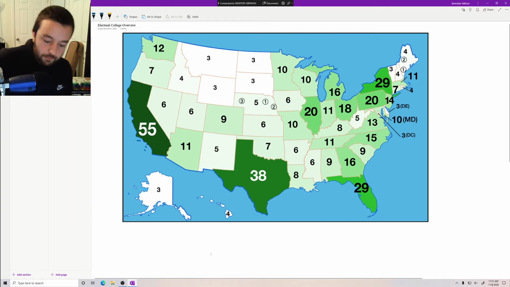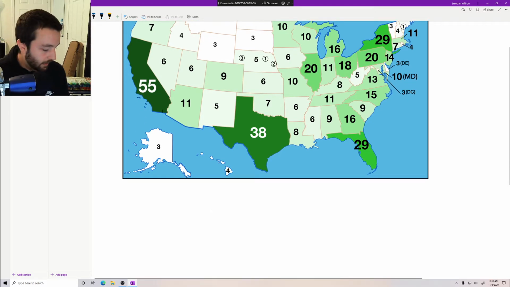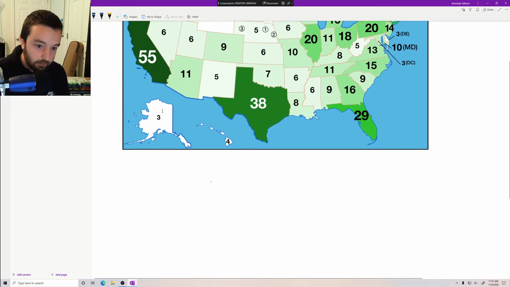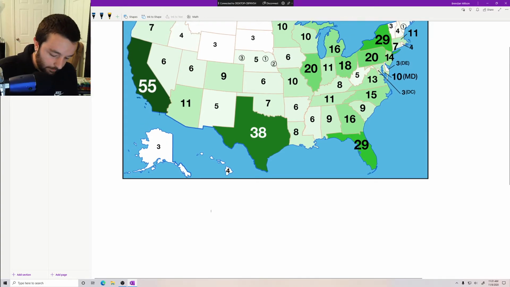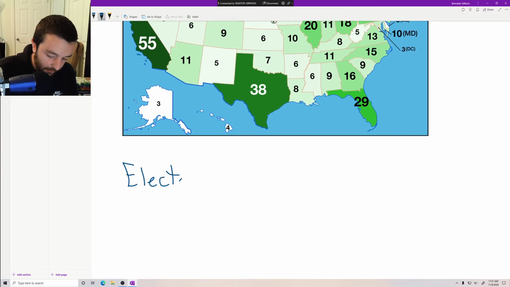All right, so this is the heart of what we call the Electoral College system. So this information is in the book. I'm just pulling this from some random sources here. Let's just give a quick summary of the system.